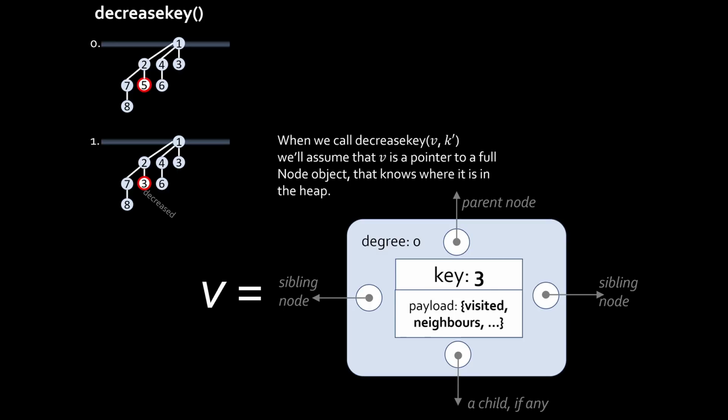As we did in the binomial heap, we'll imagine that there's some node object here. The node object will maintain the key of each node. It will maintain some sort of payload depending on what you're using the priority queue for. We'll keep track of the current degree, i.e. the number of children that each node has, and we'll keep a bunch of pointers around. And I'll imagine that when we call decrease key, V is a pointer towards a full node object. So in other words, when I call decrease key on a node, I'm going to assume that I know what that node's parents and children and siblings are.